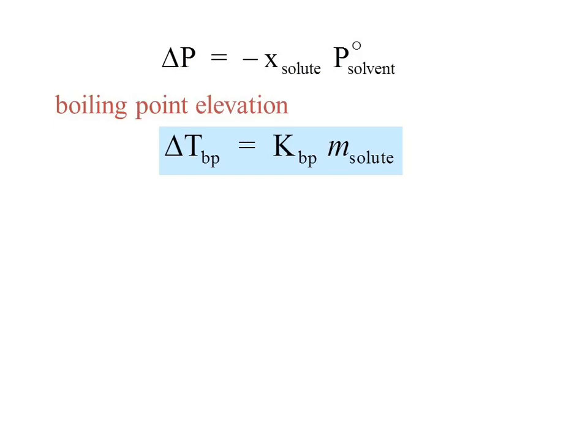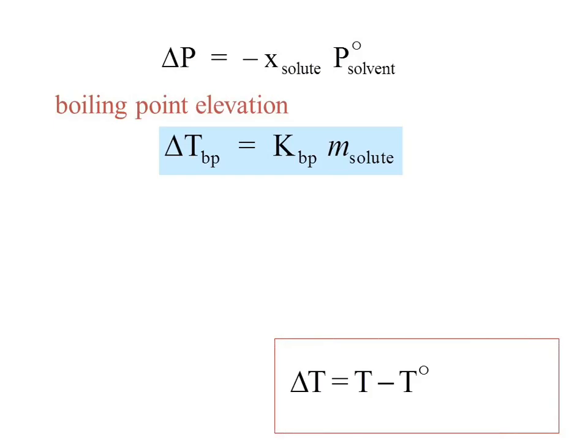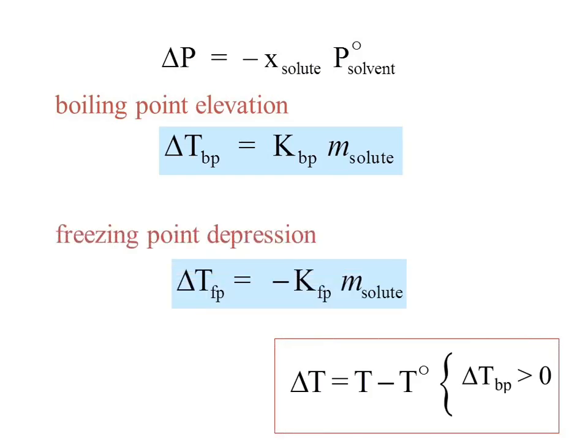And I'll put both of these up here. Times the molality of the solute, the thing that's there in lesser amount. Okay? So that's boiling point elevation. Freezing point depression is similar. Okay, freezing point depression, delta T FP, is equal to negative K FP times the molality again of the solute.